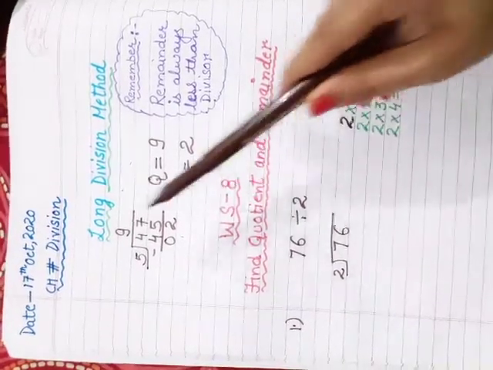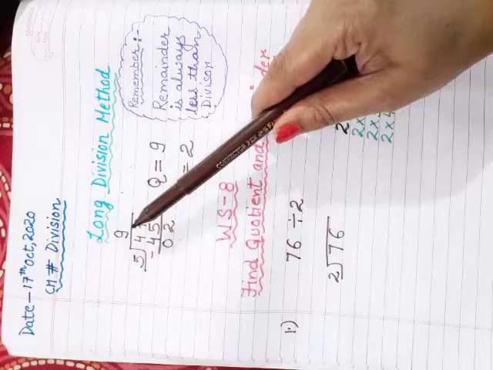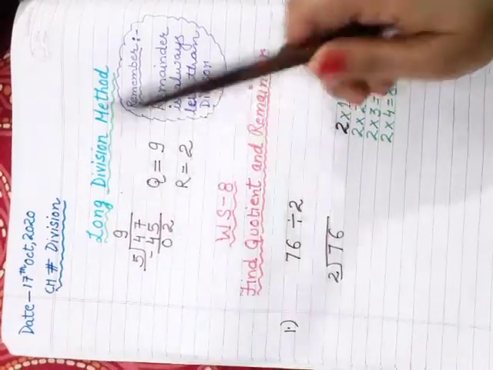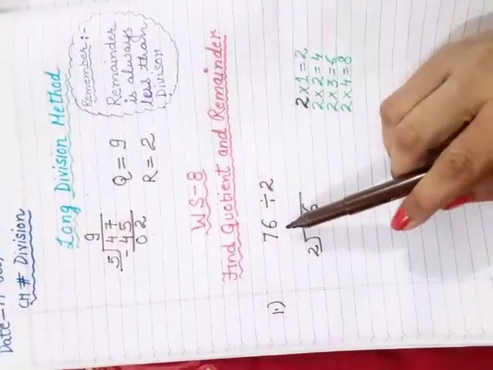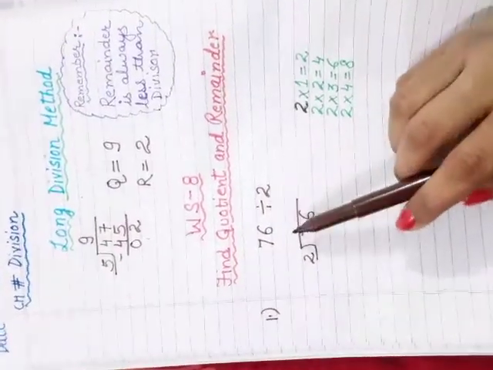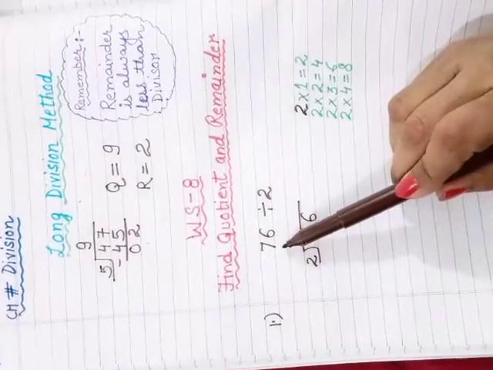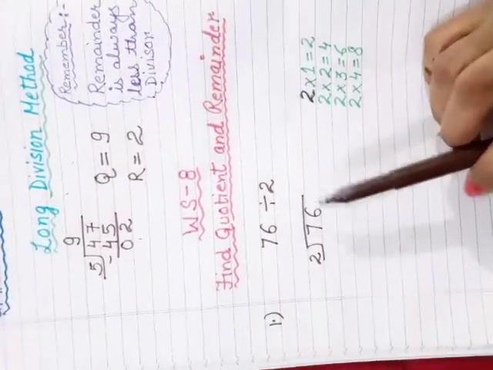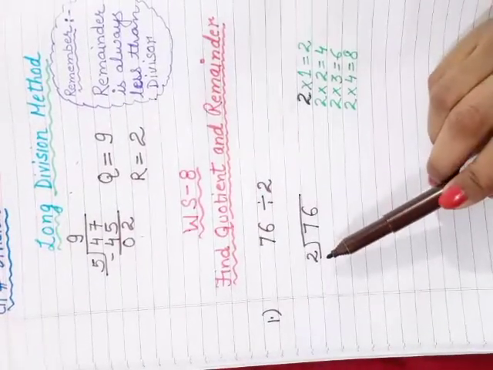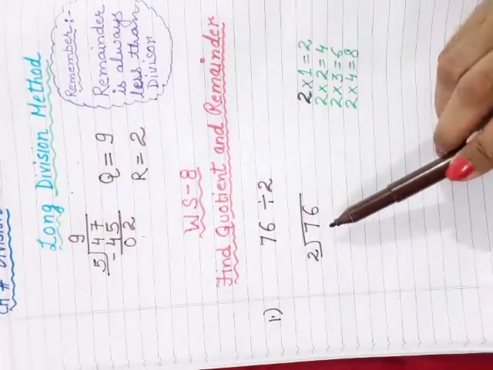Now today we will do worksheet 8, and in worksheet 8 we will do questions where we have a quotient as two-digit numbers. And how can you do that? Whenever a division sum is given to you, here I am taking 76 divided by 2. How are you going to divide it? You have to recite the table of 2 up to 76.